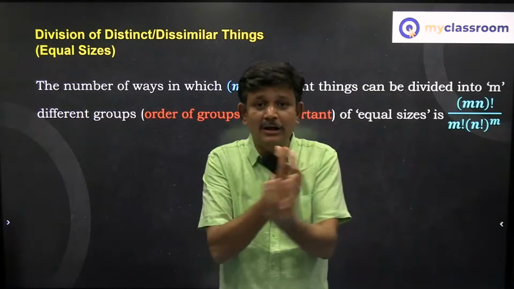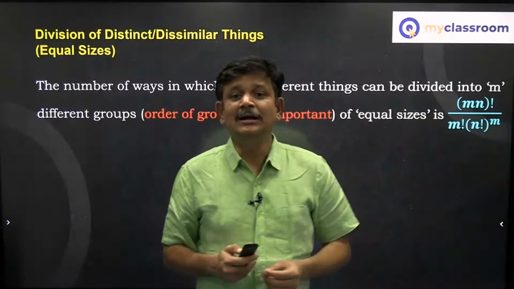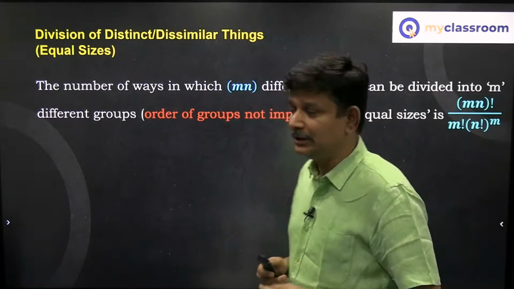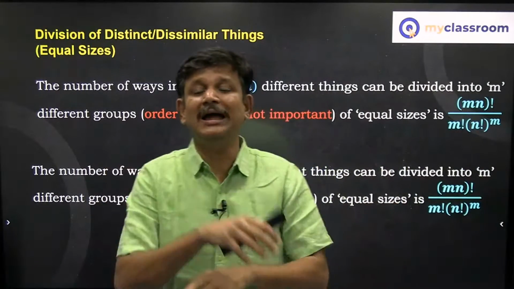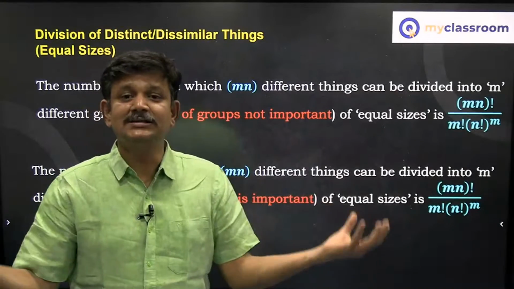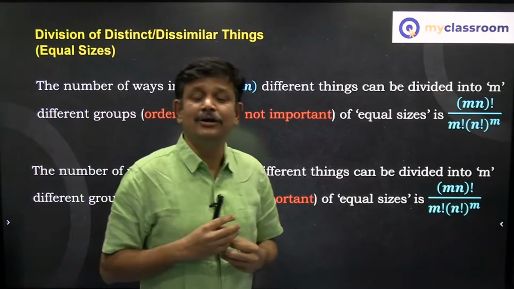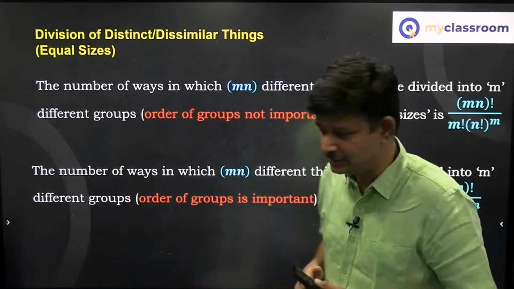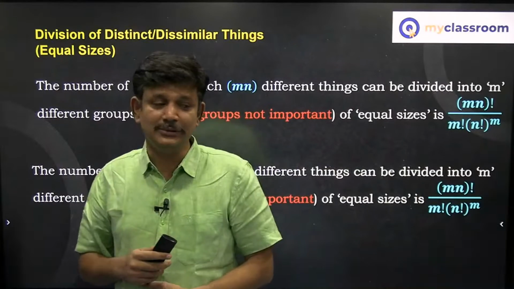And because order among the groups is not important, I have to divide by m factorial. Let's say the same mn things I am distributing among m persons. In this case, which person is getting what will also matter. That means the boxes are not identical. They are distinct boxes. So order among the groups will also be important.